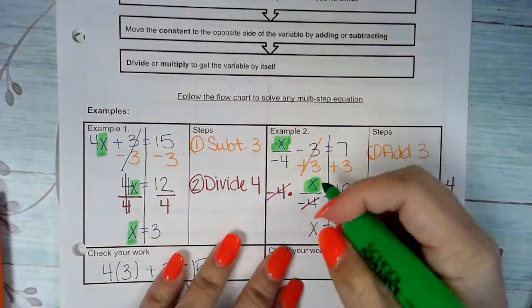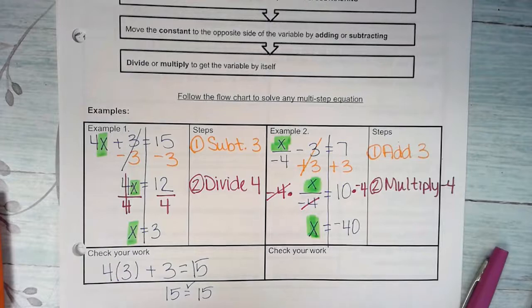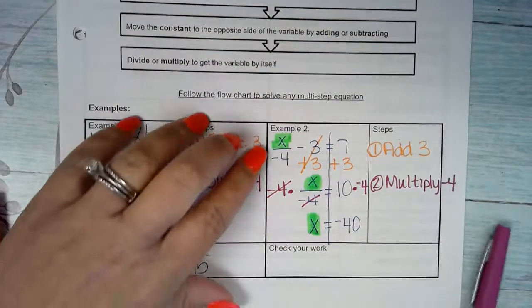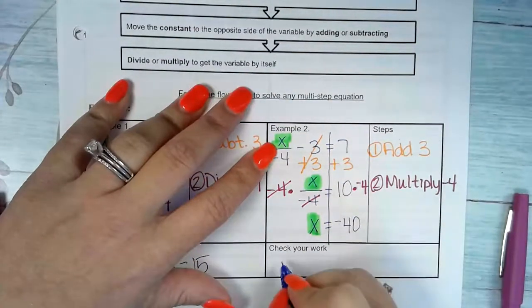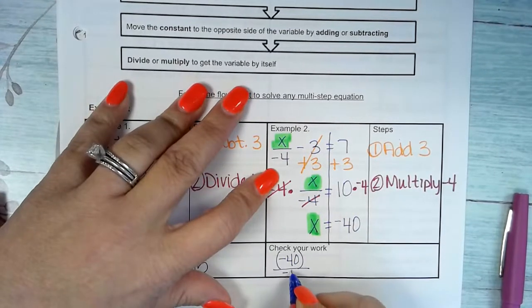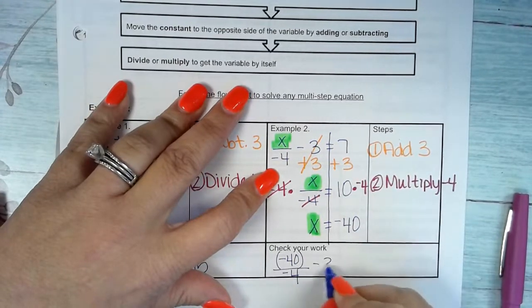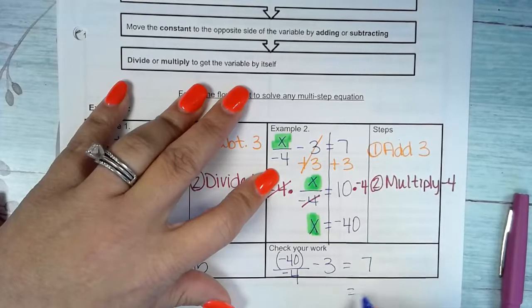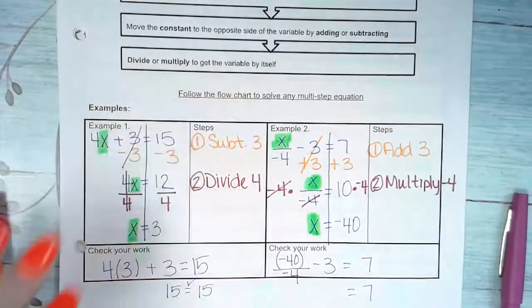Now, in order to check your work, remember what you do. You plug it in using parentheses. So I'm going to rewrite here -40 in parentheses, and that was being divided by -4, minus 3 is equal to 7. We're going to see if this side really does equal 7.